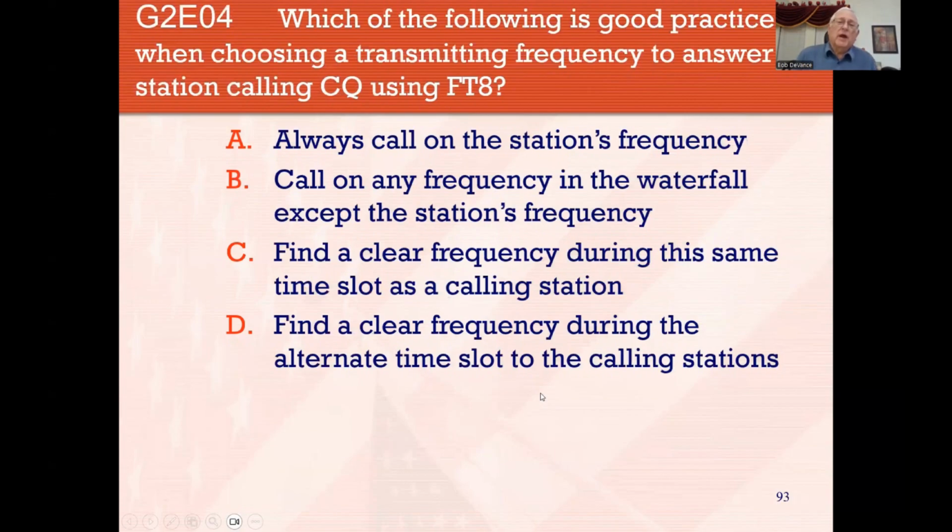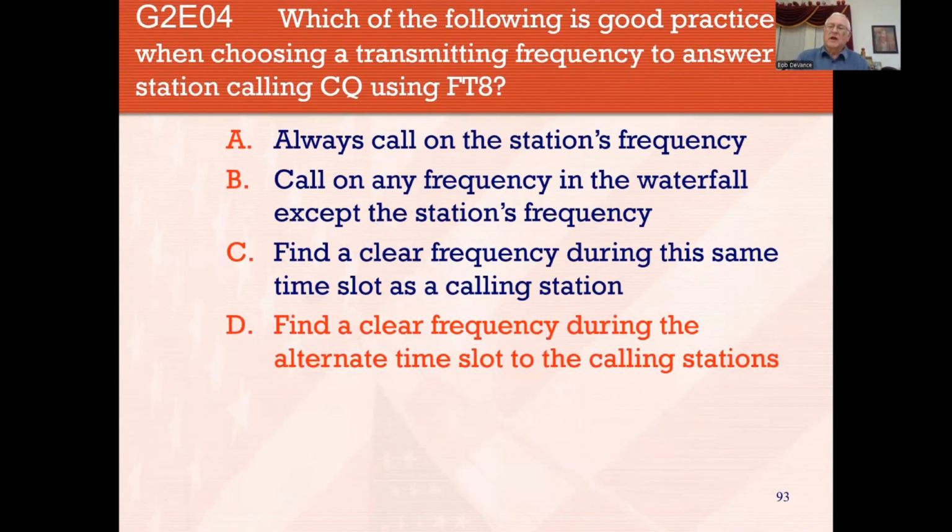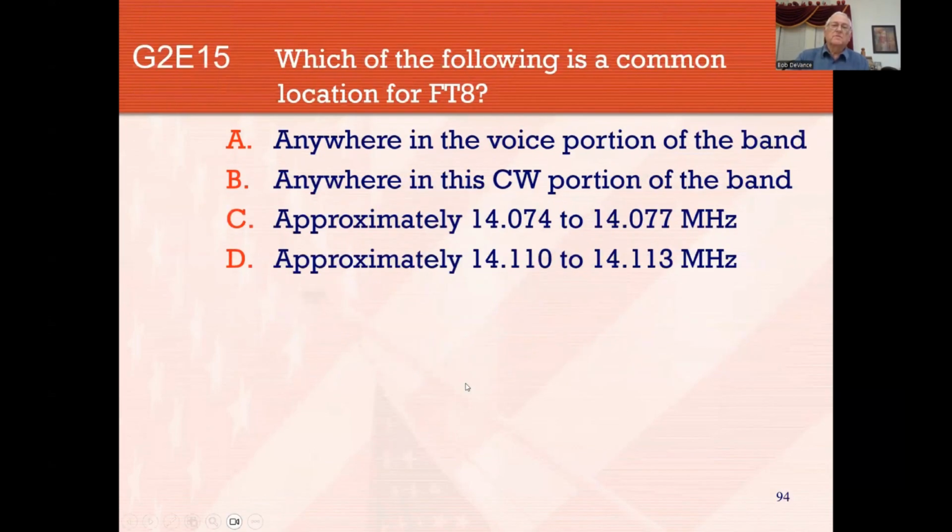Which of the following is good practice choosing a transmitting frequency to answer a station calling CQ using FT8? Well, we don't want to transmit on top of it, so we need to get a clear frequency, and then we're going to use an alternate time slot from what he's using. That way, the other side can hear us. So we get a frequency using an alternate time slot so that he can hear us.